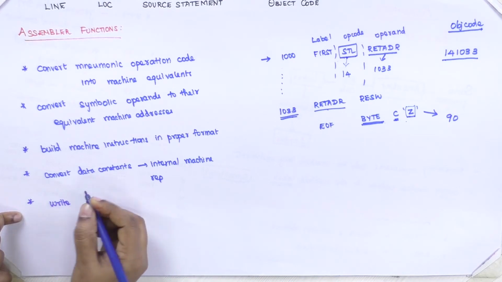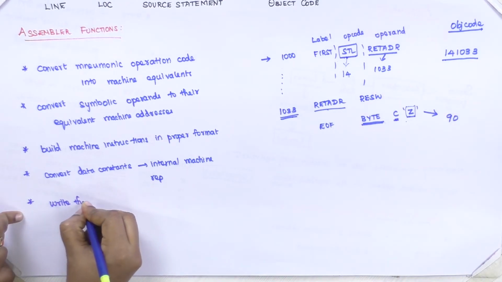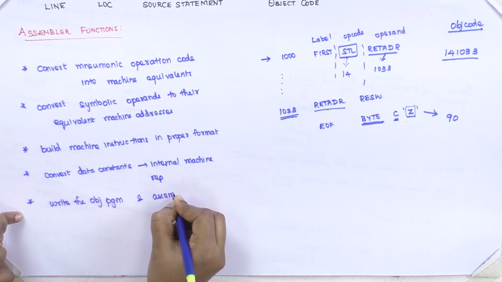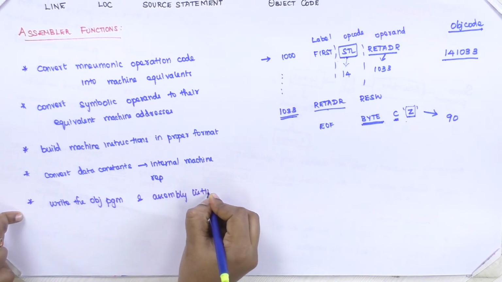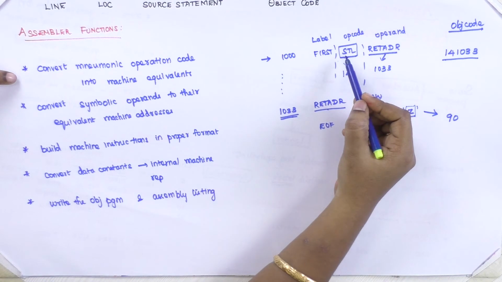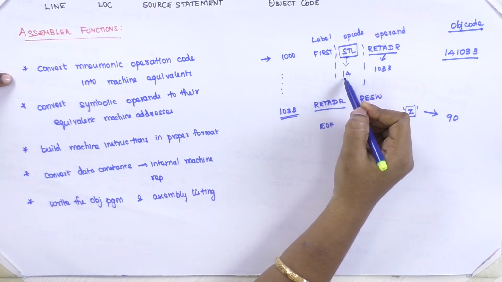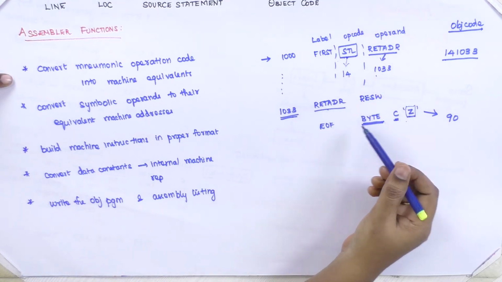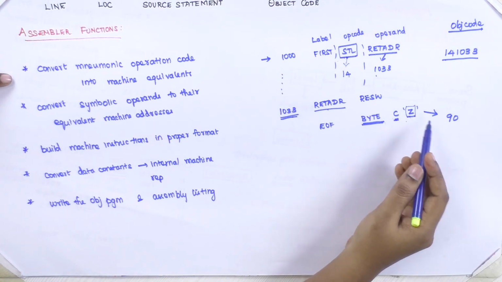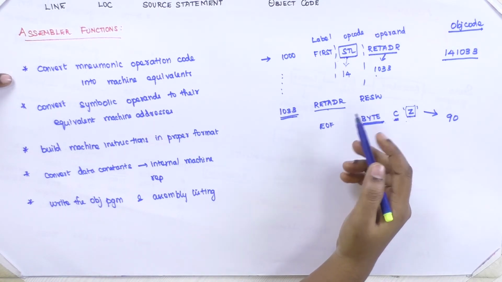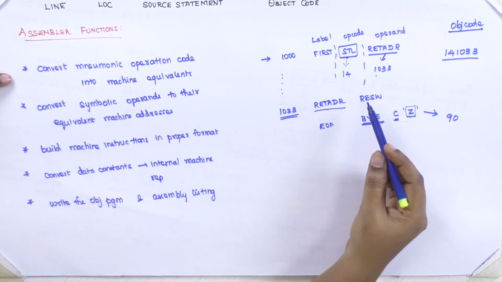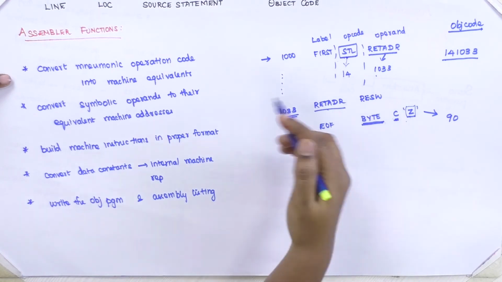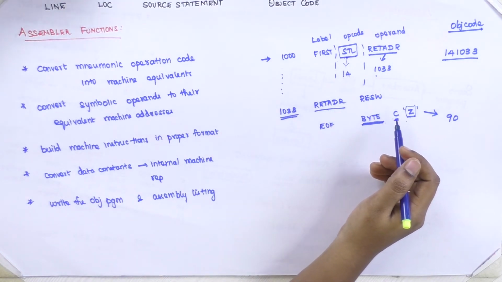Finally, after forming all the object codes, it will write the object program and assembly listing. So these are the 5 major functions of an assembler: converting opcodes to their machine equivalents, converting symbolic operands to their equivalent addresses, converting constants to their machine equivalents, building the instructions in a proper format, and finally, after generating the object code, writing the object program and assembly listing.